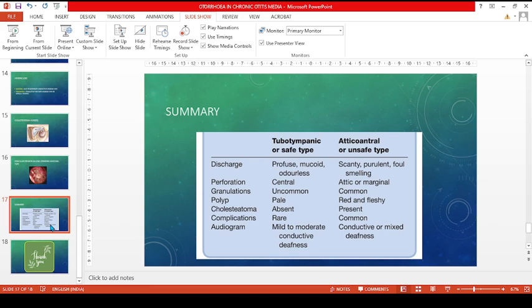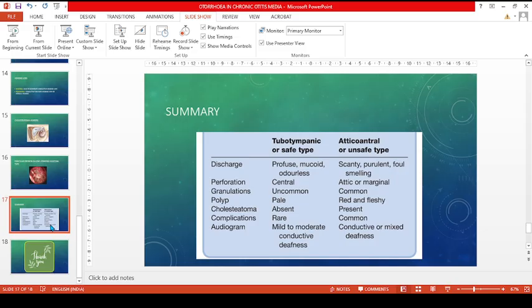Discharge in case of tubotympanic disease or mucosal type of chronic otitis media is profuse, mucoid, odorless and non-blood stained, whereas that in squamosal type is scanty, purulent, foul-smelling, and occasionally blood-stained. Perforation in tubotympanic disease is central, whereas that in squamosal is attic or marginal. Granulations are more common in atticoantral disease, and cholesteatoma is the hallmark of atticoantral disease in the active stage.